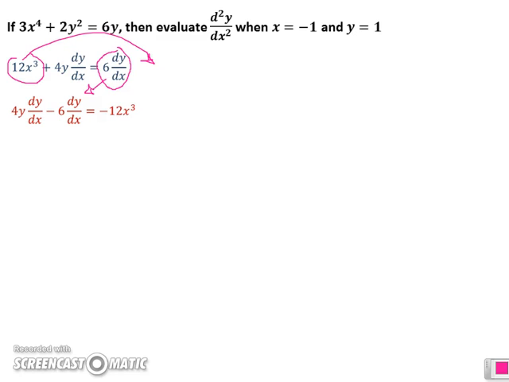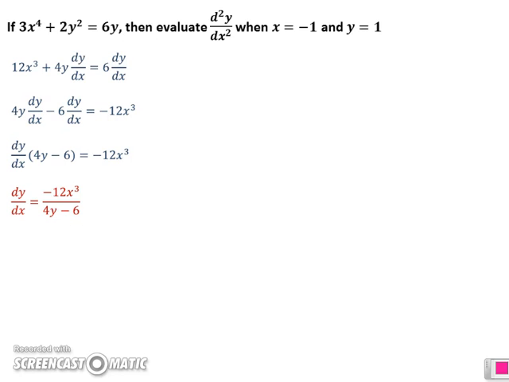And then once you have the dy dx terms all together on the same side, the next step is to factor out that common dy dx term. So you pull that out and you're just left with 4y minus 6. And then the reason you do that is to create that multiplication so you can divide. And now you have dy dx all by itself. Okay, so that's the expression for the first derivative.